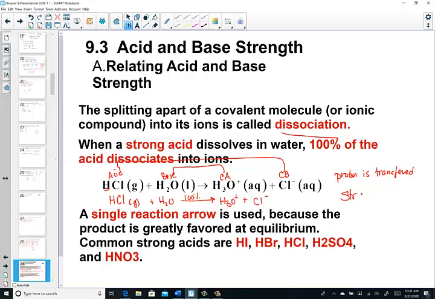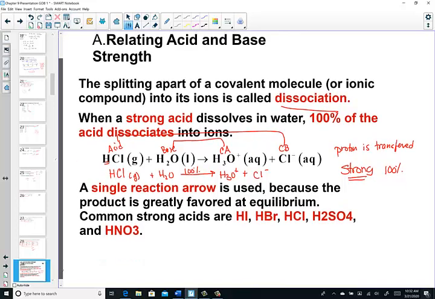This is the very definition of the term strong. 100% goes from the left to the right. We see that a single reaction arrow is used because it's not in equilibrium. There is only one direction, and that's the forward direction. The product is greatly favored. There are strong acids that we should memorize because if we memorize the strong acids, we'll then also know all of the weak ones as well.